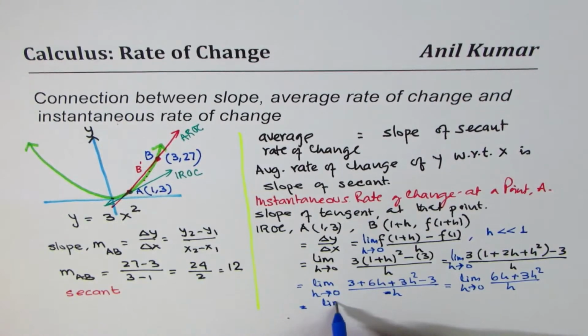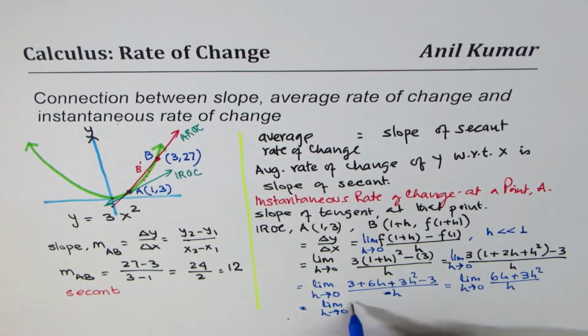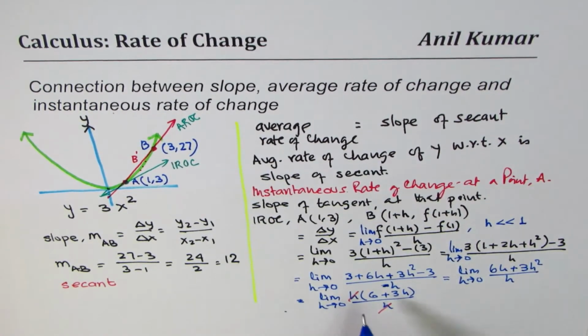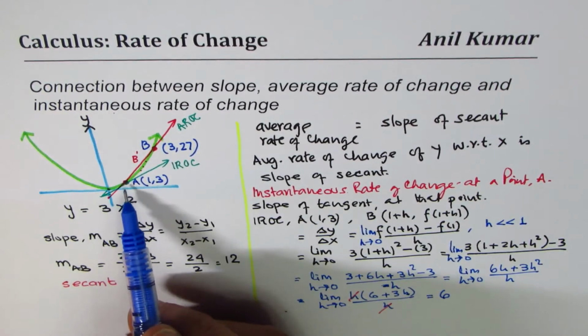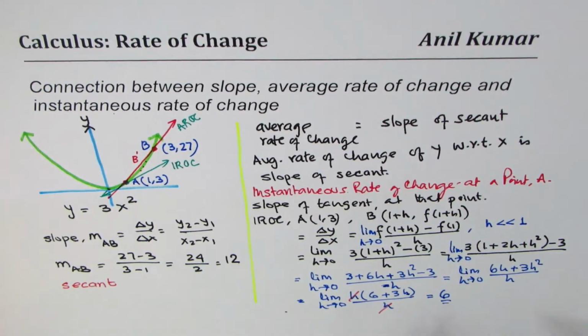So we get this as limit h approaches 0. I can factor h out. I can factor 3 also, but I'm not doing it at present. 6 plus 3h over h. Now h and h cancel. Do you see that? Once we cancel, and h is very small, substituting 0 here, we get 6. So the slope of the tangent at A is 6. So I'll say the instantaneous rate of change at x equals 1 is equal to 6.